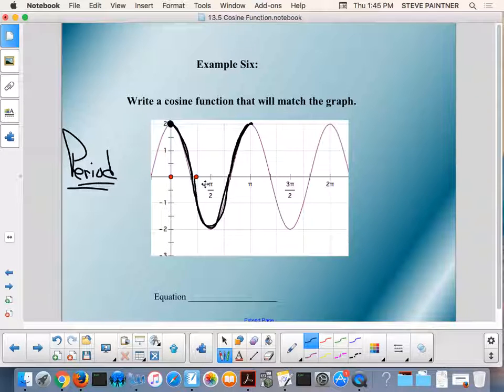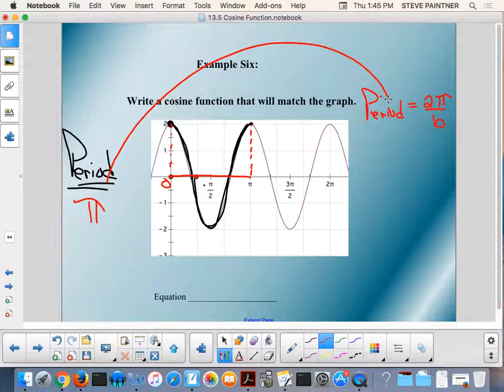How long is the period? From 0 to what? Right there. There it is. How long is it? Your period is pi. So by pi, you've already completed the wave. Now, that should help you find the b value, because the period is equal to what? 2 pi over b. What's the period? Pi, right? So pi equals 2 pi over b. This is pi over 1.